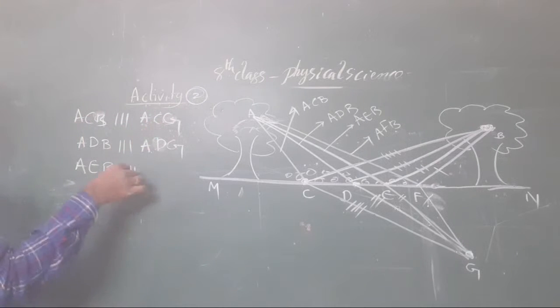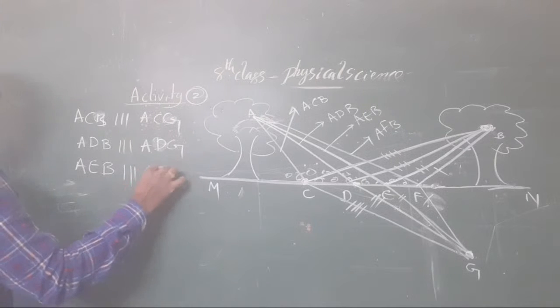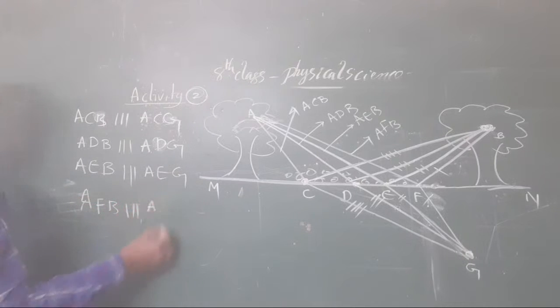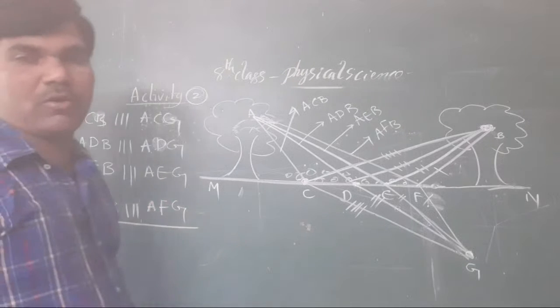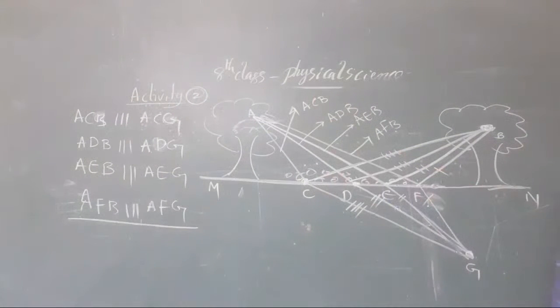AEB path, it is approximately equal to which one? It is AEG. And AFB is approximately equal to AFG. In this way, we conclude about our path diagrammatically. You consider it like this. Now, which path is the shortest one? That is the only thing we are going to discuss here.